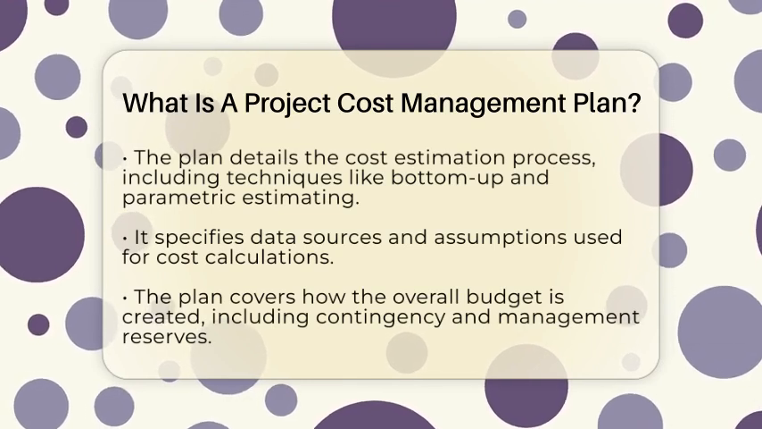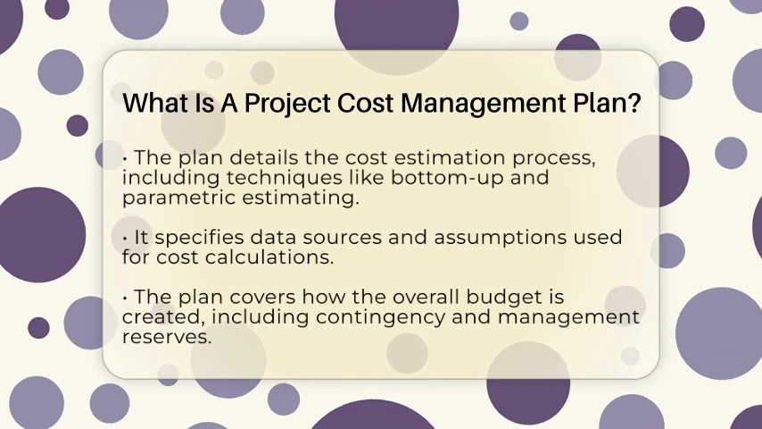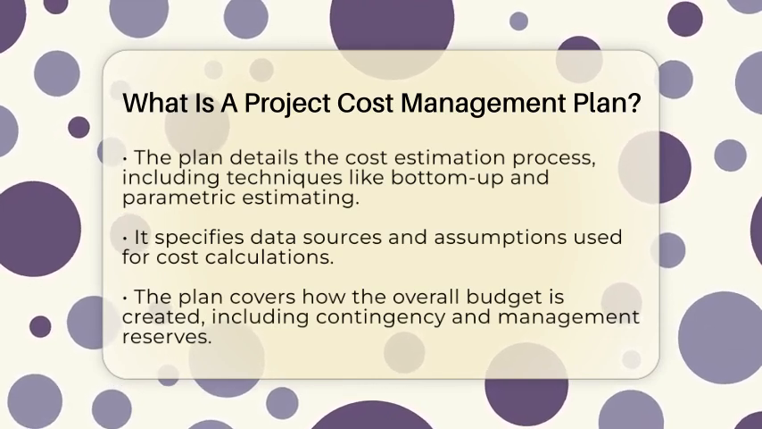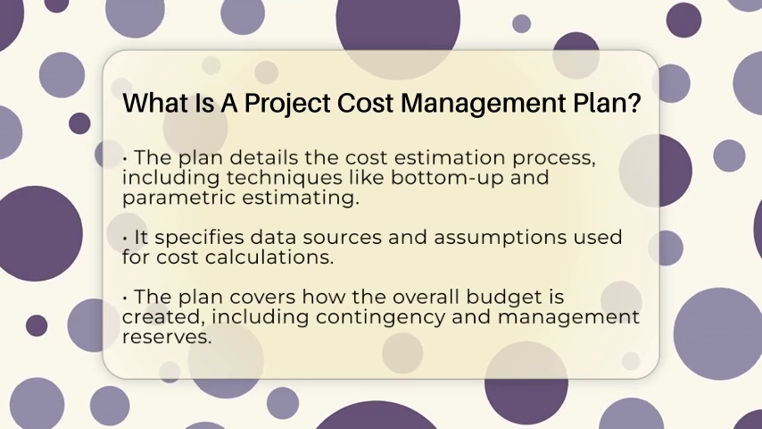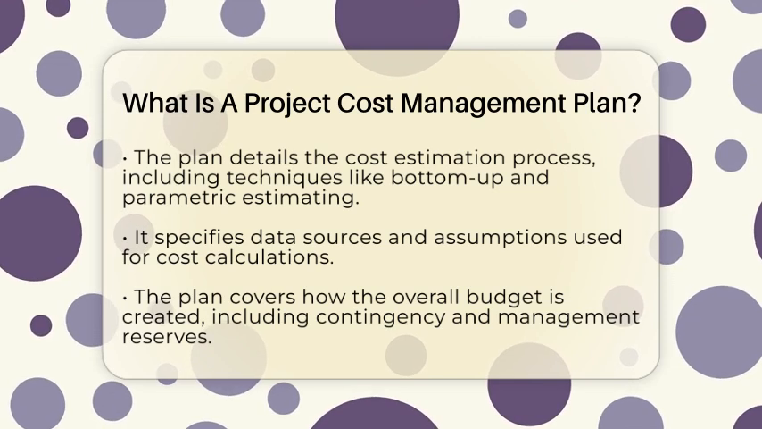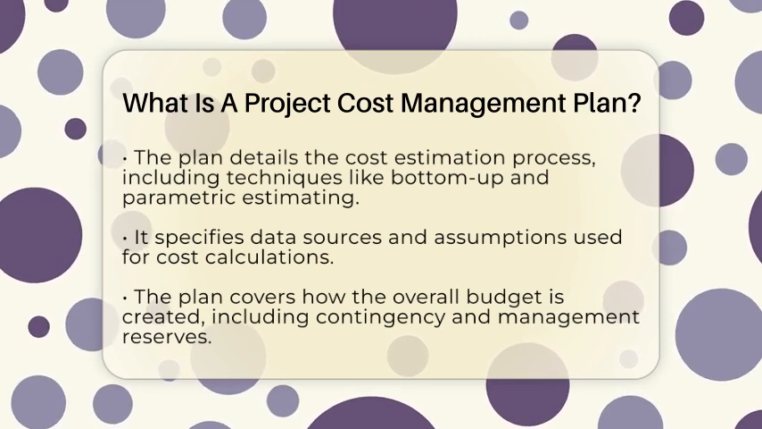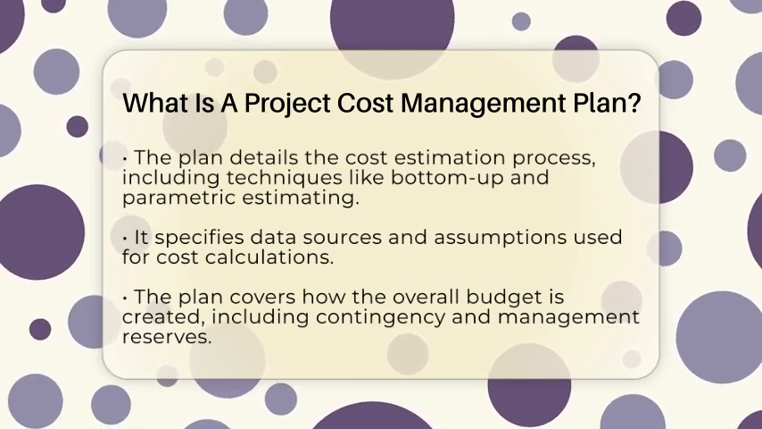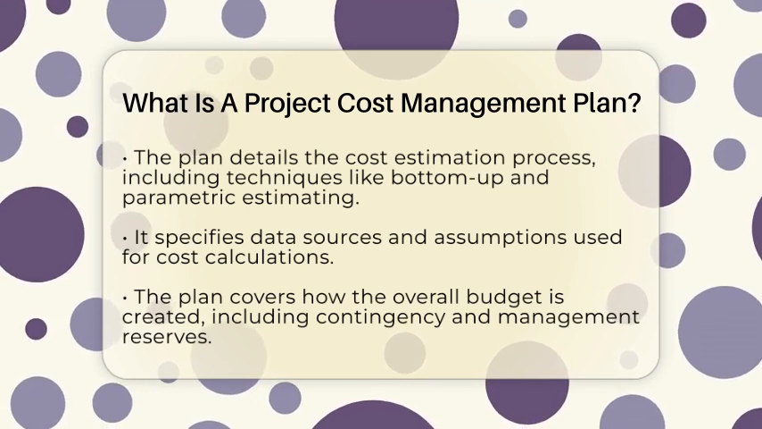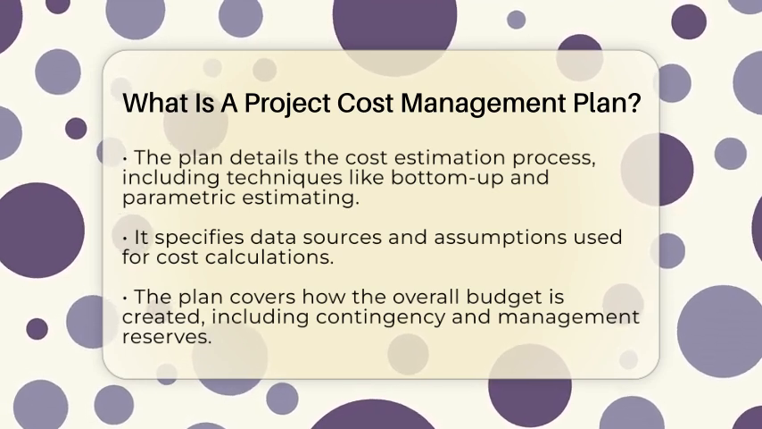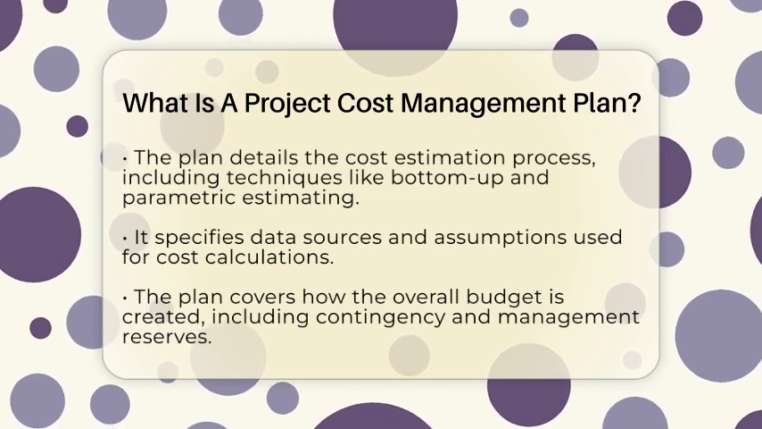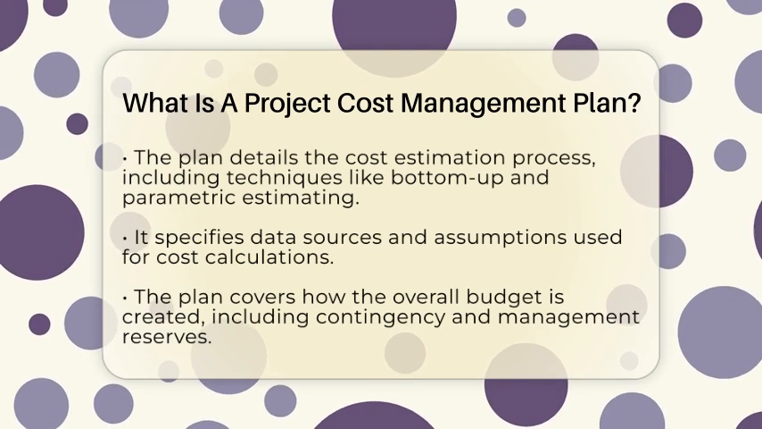Next, the plan details the cost estimation process. This section describes how to calculate costs for each task or resource. For instance, if you are building a new office, you might estimate the cost of materials, labor, permits, and equipment. You might use different methods like bottom-up estimating, where you add up all the detailed costs, or parametric estimating, which uses statistical data. The plan also states what data sources and assumptions are used for these estimates.